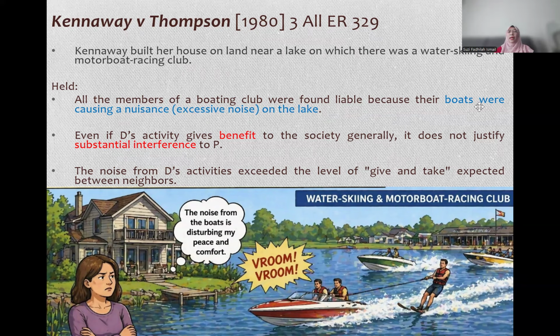And yes, this activity gives benefit, but then again, balancing the interests here. Even if the defendant's activity gives benefit to society generally or a small part of society, it does not justify this substantial interference. So in terms of reasonableness, it's not really reasonable. The noise from the defendant's activities exceeded the level of give and take expected between neighbors. So that's the decision again, it amounts to nuisance.